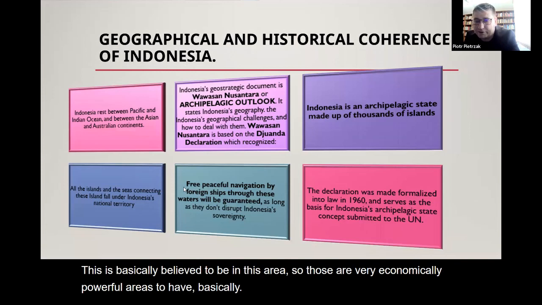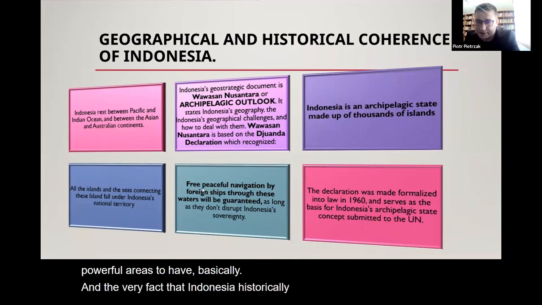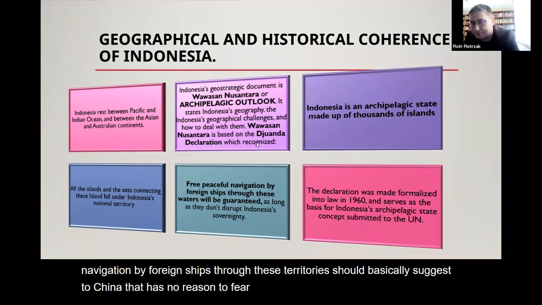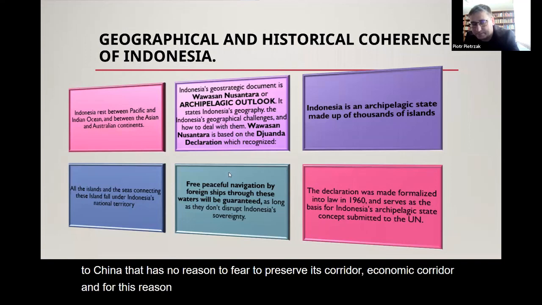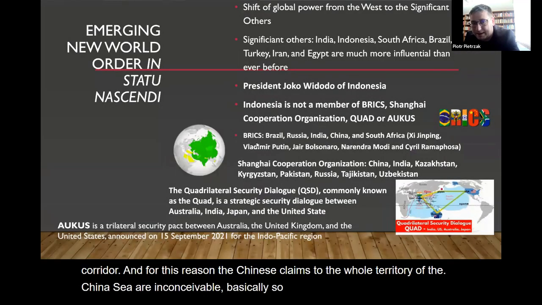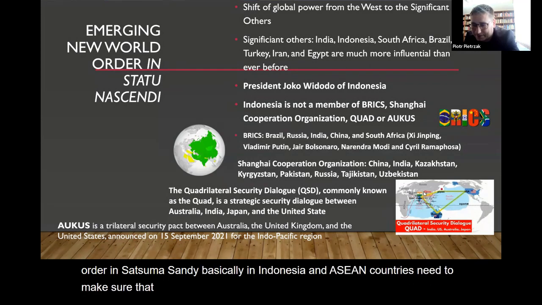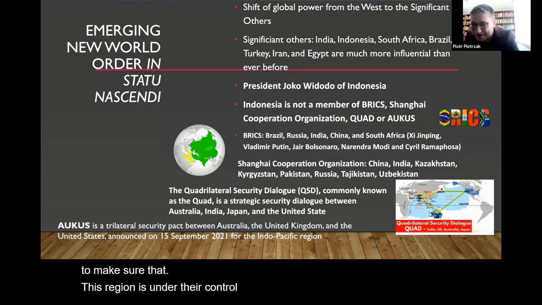And the very fact that Indonesia historically secured the free, peaceful navigation by foreign ships through these territories should basically suggest to China that it has no reason to fear for its corridor, economic corridor, and for this reason, the Chinese claims to the whole territory of the South China Sea are inconceivable, basically. So in the emerging new world order in statu nascendi, Indonesia and ASEAN countries need to make sure that this region is under their control. Don't allow China to exercise its power and will in this region.